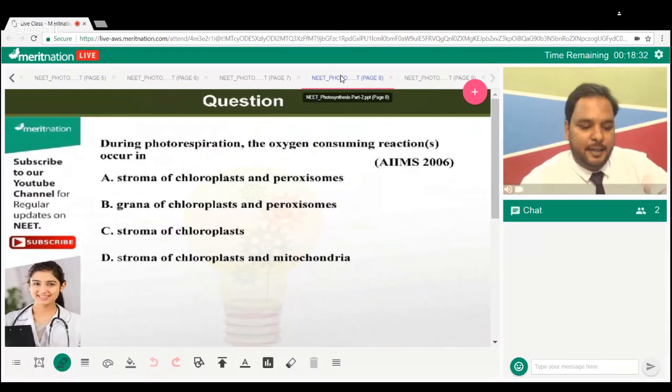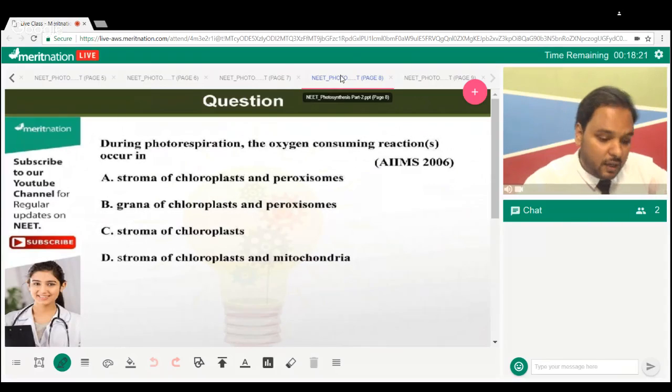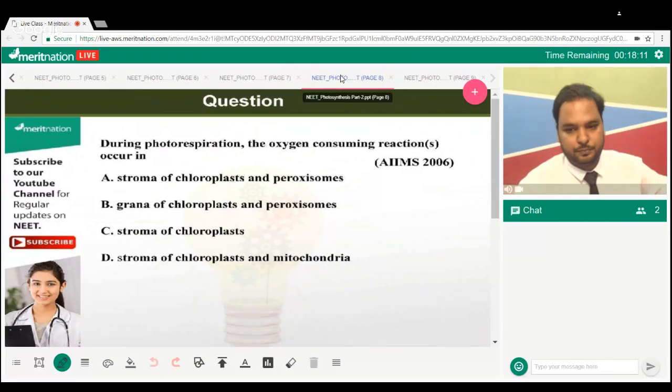During photorespiration, the oxygen-consuming reactions occur in: A. Stroma of chloroplasts and peroxisomes, B. Grana of chloroplasts and peroxisomes, C. Stroma of chloroplasts, and D. Stroma of chloroplasts and mitochondria. Another good question from photorespiration part. Now here is your point. Here is your way to take out the answers.